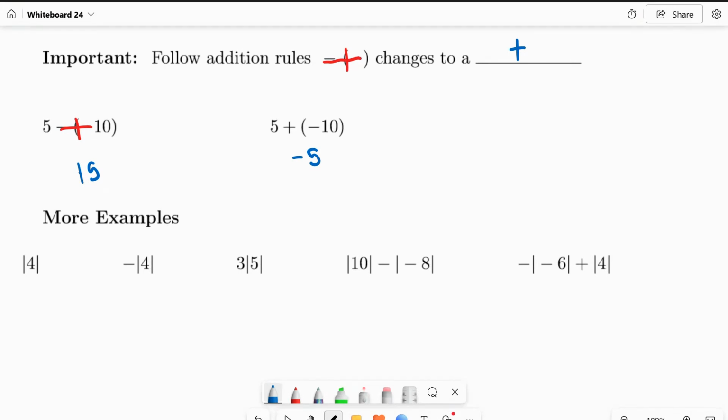All right, we have a couple more examples below. I will leave those for you guys to try on your own, and we'll quickly go through these together in class.